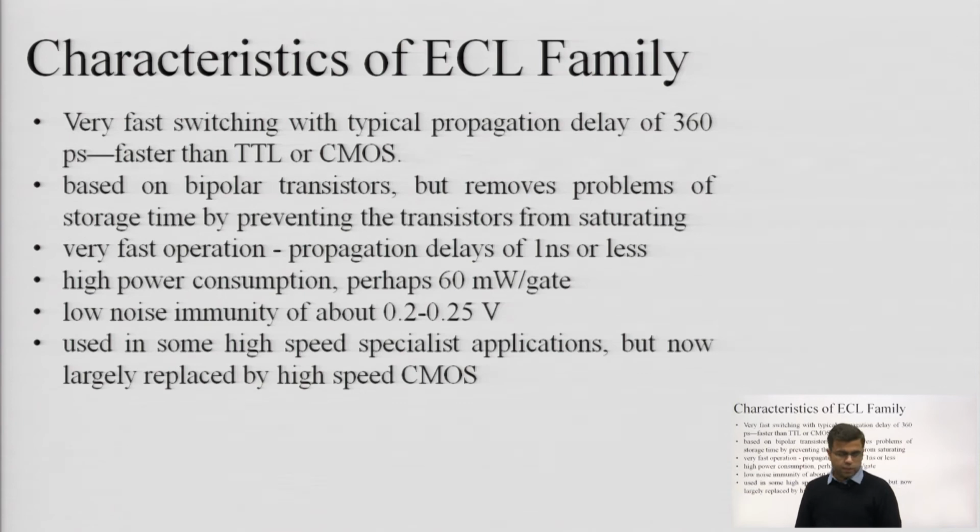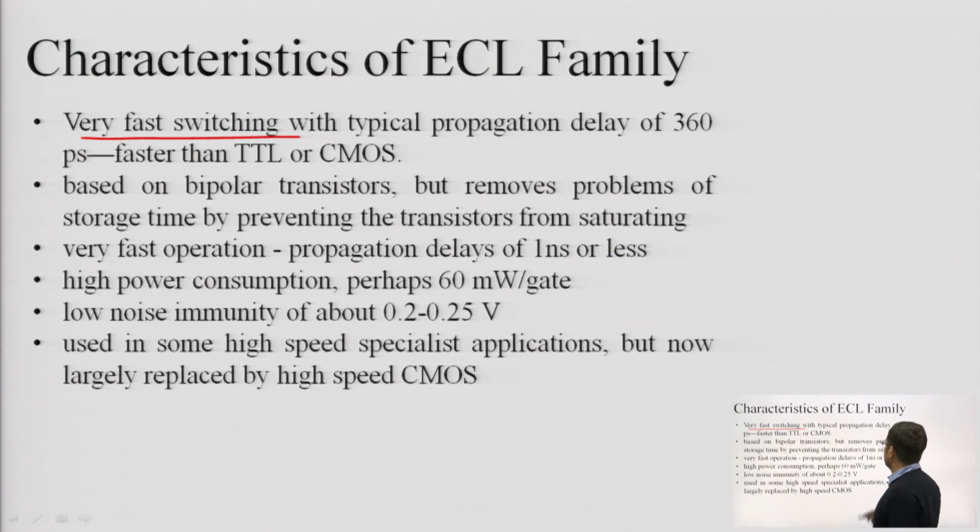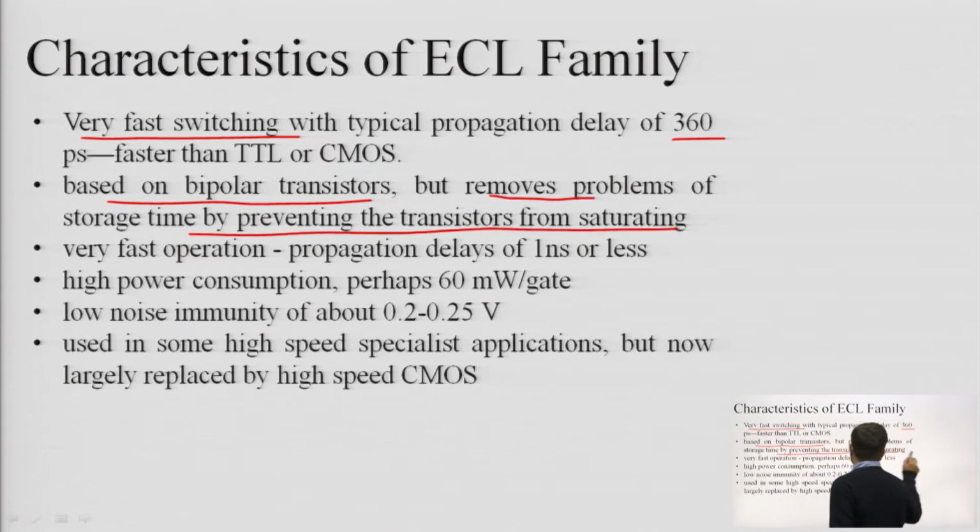Now let's come to the characteristics of the ECL logic family. These are very fast switching with a typical propagation delay of 360 picoseconds. Okay. So this picosecond delay is very much less, so it is the fastest. That's why the ECL family is considered the fastest logic family. It is based on bipolar transistors but removes the problem of storage time by preventing the transistor from saturating.